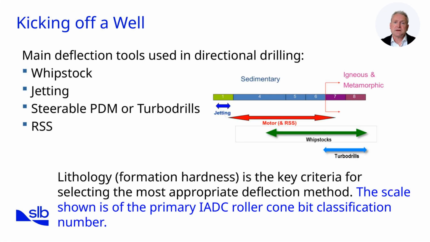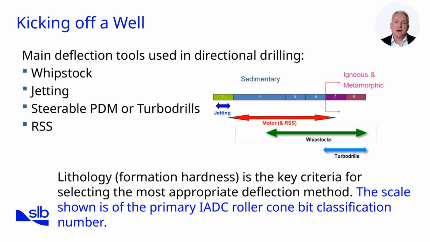The whipstock was the original open-hole deflection tool, used long before steerable motors became standard. Its main advantage was azimuthal control in formations that could not be jetted. However, early whipstocks were far from reliable. Problems included the whipstock turning in the hole while drilling off the face.